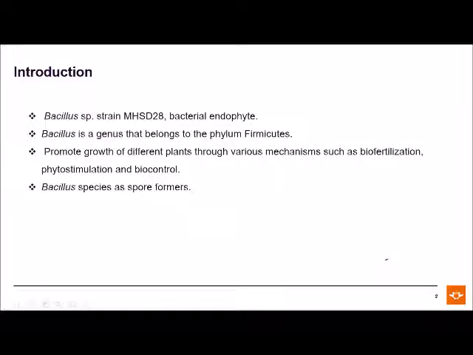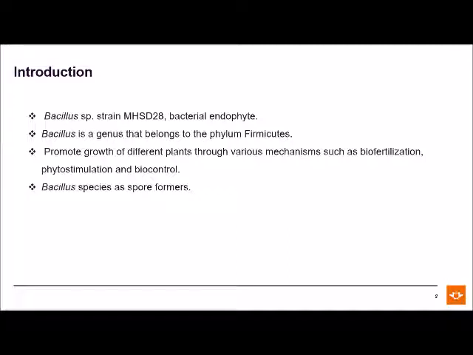Plant growth promoting bacteria are known to suppress plant diseases and stimulate plant growth. And most of these bacterial strains that were utilized include species of the genus Bacillus. So Bacillus sp. strain MHSD28 is a bacterial endophyte associated with the leaves of the Dicoma anomala medicinal plant, which is known to have pharmacological activities such as antibacterial, anti-inflammatory, to name a few.